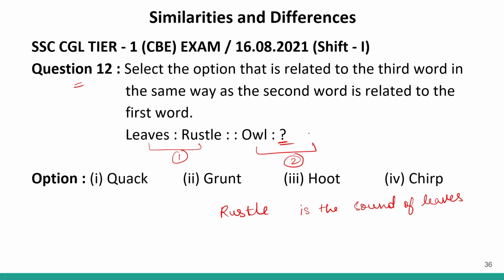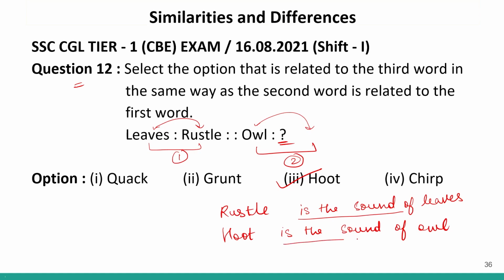Similarly, we have to find a word which is a sound of owl. So if you know that hoot is the sound of owl, our answer will be option number 3, hoot. So what we did first, we identified the relationship between the first pair and then we applied the same relationship in the second pair to find the missing element. This is how you solve analogy. So the common logic was that we had to find the sound of the first element in both the analogies.